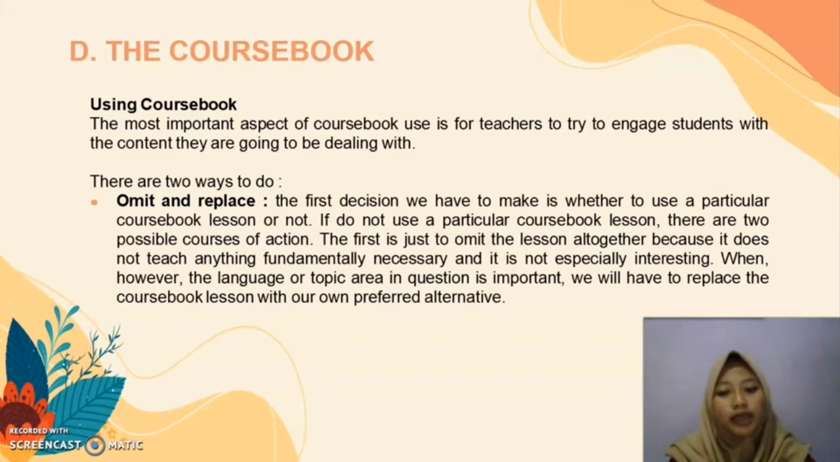There are two main ways they can do this. The first one is omit and replace. The first decision we have to make is whether to use a particular coursebook lesson or not. If we do not use a particular coursebook lesson, there are two possible courses of action. The first is just to omit the lesson altogether because it does not teach anything fundamentally necessary and it is not especially interesting. When, however, the language or topic area in question is important, we will have to replace the coursebook lesson with our own preferred alternative.